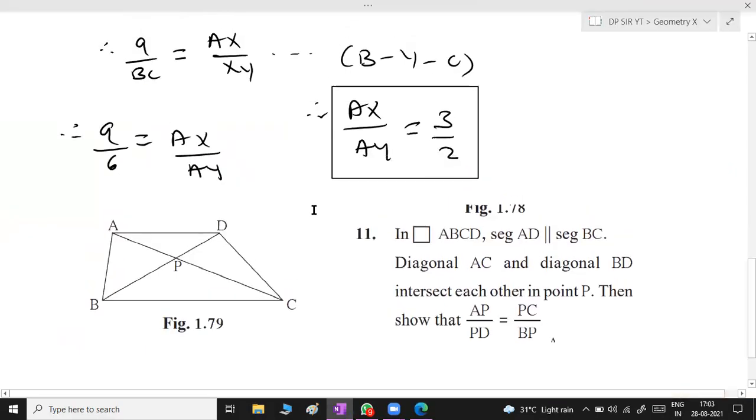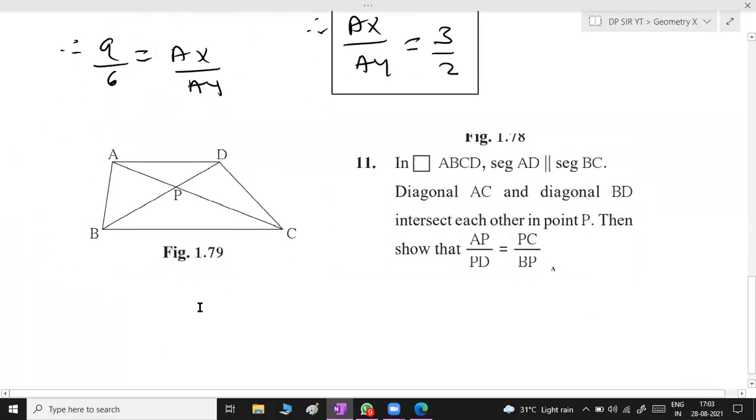Coming to question number 11. In quadrilateral ABCD, seg AD is parallel to seg BC. This question is very, very simple. Show that AP upon PD is equal to CP upon BP. So it is a matter of thinking, nothing else. We need to show that. It's not a solution, it's a proof part.